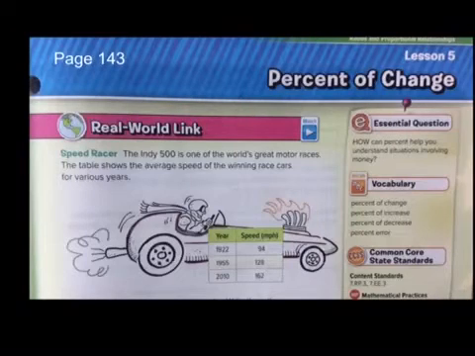Hello boys and girls, and welcome to lesson 5 from chapter 2, percent of change. We're going to look at how much numbers change by percent. This lesson can be found on page 143 of your textbook. Let's take a look at the real world link.